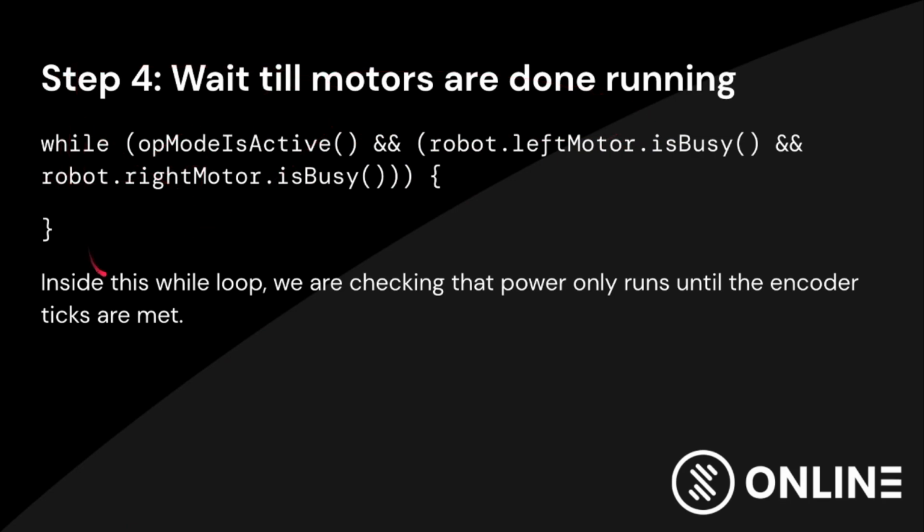The entire loop stops. And that might be helpful because maybe you're tracking both motors are always running at the same time for the same distance, so you don't really have to worry about that. But if you only want to track either one of them being busy, then you'd use the OR, which is the two lines on top of the backslash under your backspace key most of the time. And then you can control if only one of them is active. So inside this while loop, we're checking that power only runs until the encoder ticks are met.